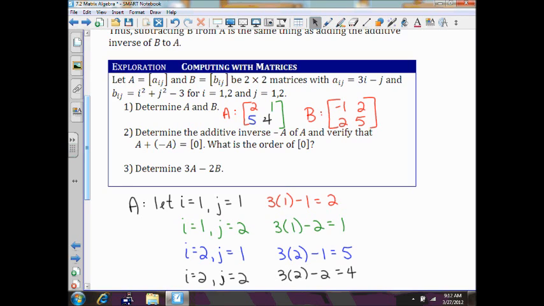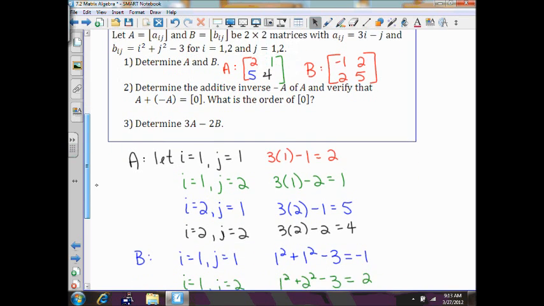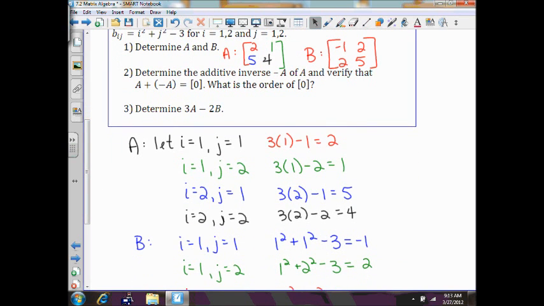So our matrix will go negative 1, 2 going across, and then 2, 5 going across. So there's our matrix. Now number 2, it says determine the additive inverse, negative A of A, and verify that A plus negative A does equal the 0 matrix. So what we're going to do here, the additive inverse of A, will be negative A. Well, the opposite of 2 is negative 2. The opposite of 5 is negative 5. The opposite of 1 is negative 1. The opposite of 4 is negative 4. So there's your additive inverse.